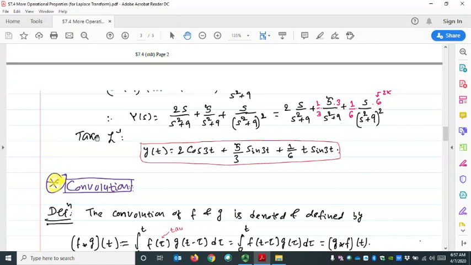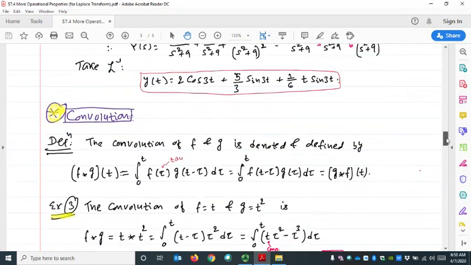So then take the inverse Laplace transform. The left hand side is little y(t) equals the inverse Laplace transform of s over s squared plus 9, which is cosine 3t, with the 2 as it is, plus 5 thirds times the inverse Laplace transform of 3 over s squared plus 9, which becomes sine 3t, plus 1/6 times the inverse Laplace transform of 6s over (s squared plus 9) squared, which becomes t times sine 3t. Great. Now let's move on.